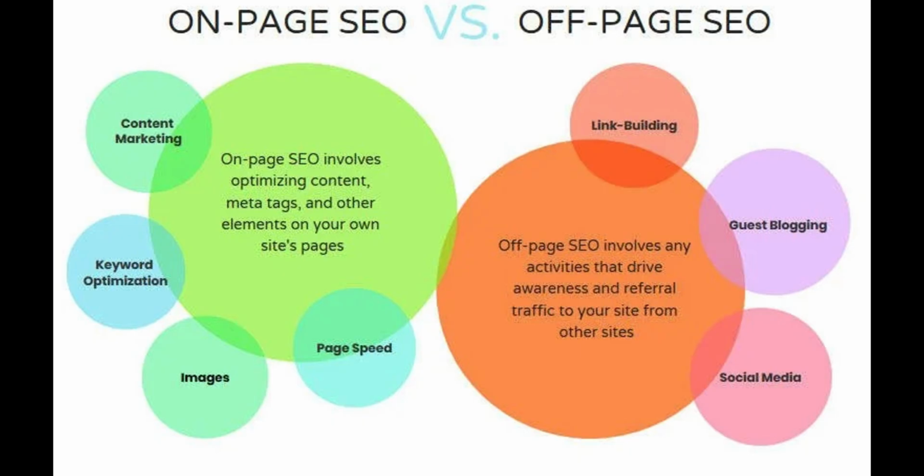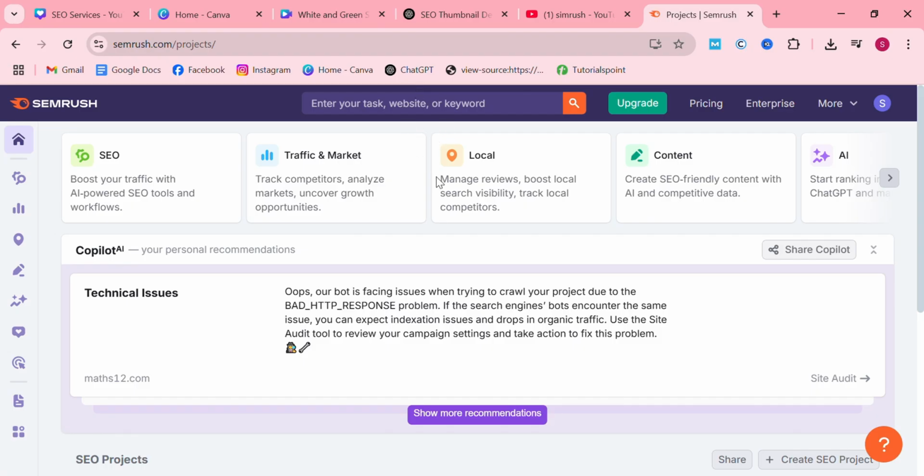Today the topic of our discussion is SEO, which stands for Search Engine Optimization, and we will discuss its key elements: on-page SEO and off-page SEO. On-page SEO includes keyword optimization, image optimization, page speed, and content marketing, whereas off-page SEO includes link building, guest blogging, and social media. And the tool which we use for it is SEMrush.